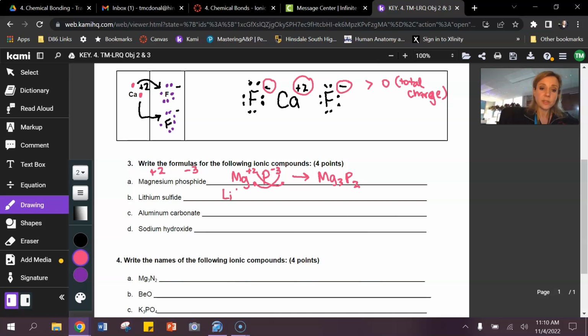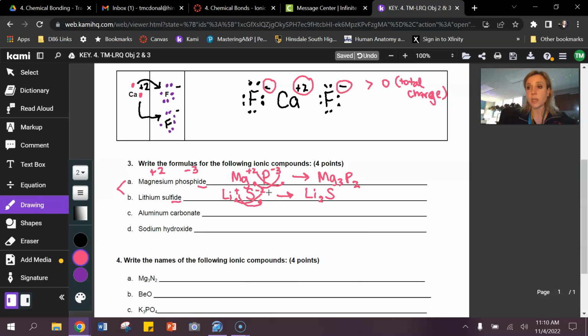Next we have lithium sulfide. Lithium has a charge of +1 and sulfide has a charge of -2. And so we're going to bring the 1 down here by sulfur and put the 2 over here by lithium, and we get Li2S. Now you're probably wondering, well, where did the 1 go next to the S? You've got to remember that in chemistry we don't really write the 1s, so I'm not going to put it there.